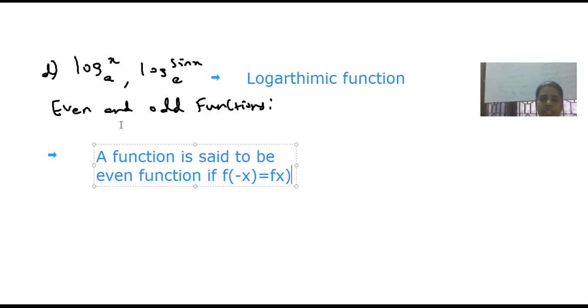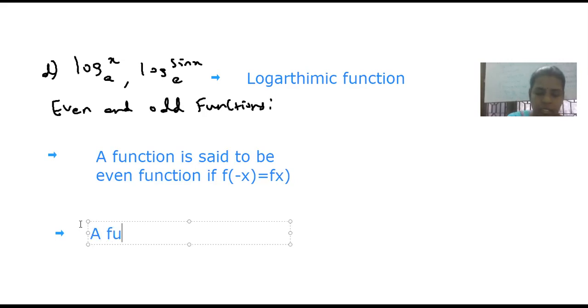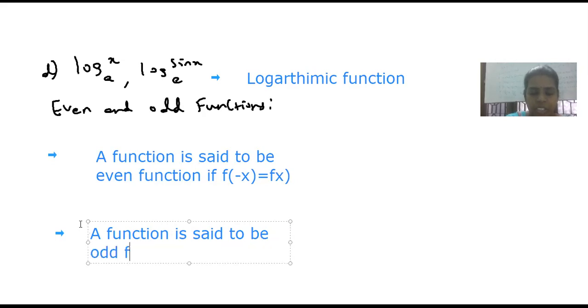Okay? So next, in the same way, we are going to see the odd function. Next is the odd function. A function is said to be an odd function if f of minus x is equal to minus f of x.